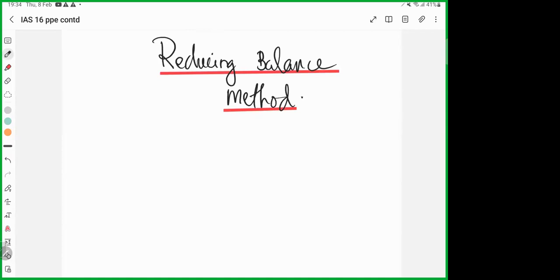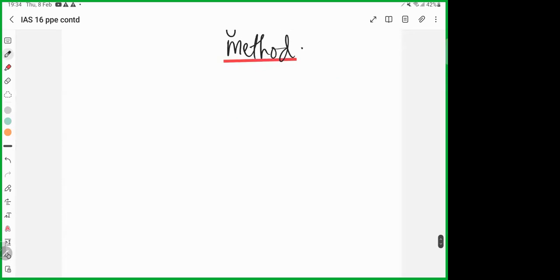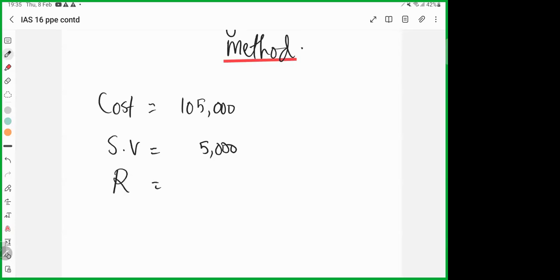In this, what happens is, let's say my cost of the asset is, as I told you, 105,000. Salvage value is 5,000. Now, under the reducing balance method, one difference is that they will have to give you the depreciation rate. Let's assume 30%.